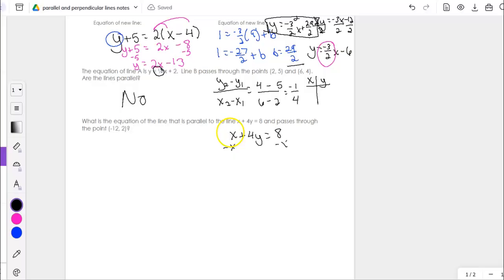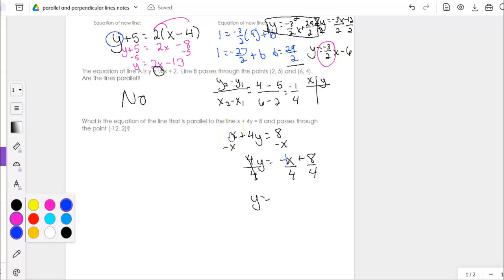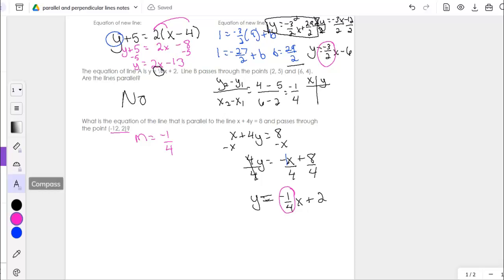So subtract x from both sides. Then divide everything by 4. What's tricky here is don't forget there's always this implied 1 with x. So this is actually y = -1/4 x + 2. So my parallel slope, or my same slope, is going to be -1/4. That's the slope I want to use for this new line that passes through (-12, 2).